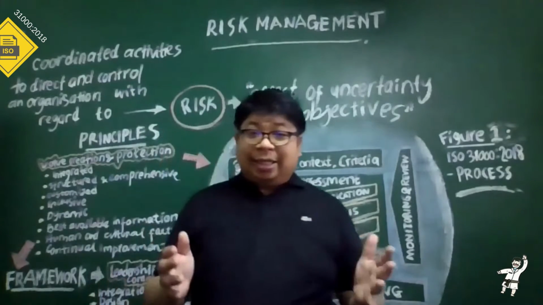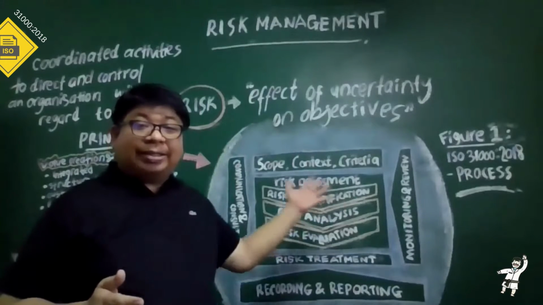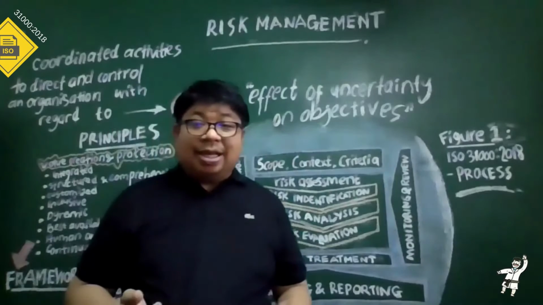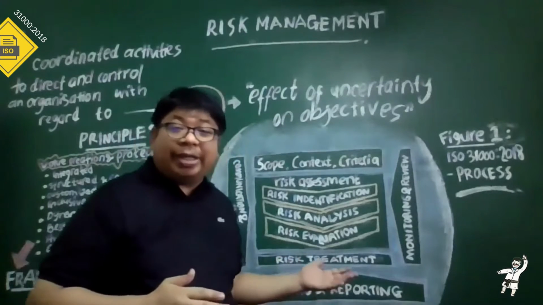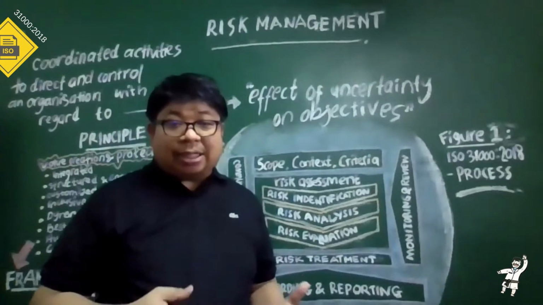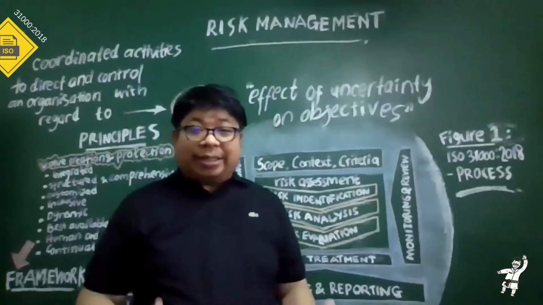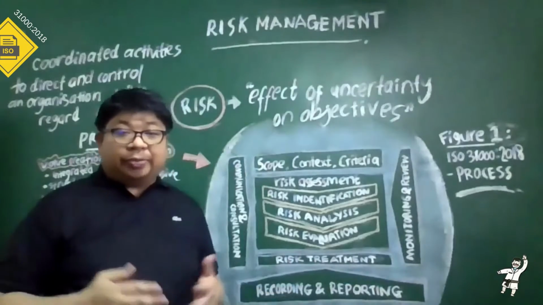As you can see here, the risk management process involves the systematic application of policies, procedures, and practices to the activities of communicating and consulting, establishing the context and assessing, treating, monitoring, reviewing, recording, and reporting risk.